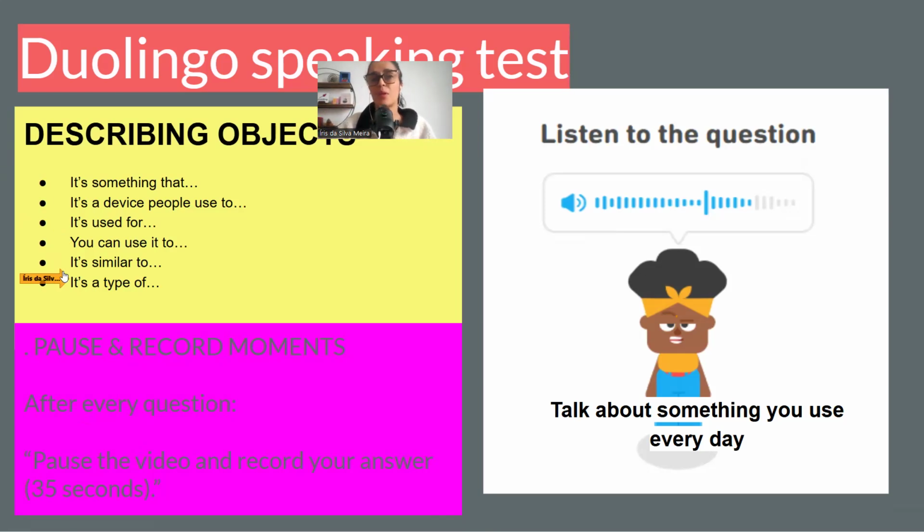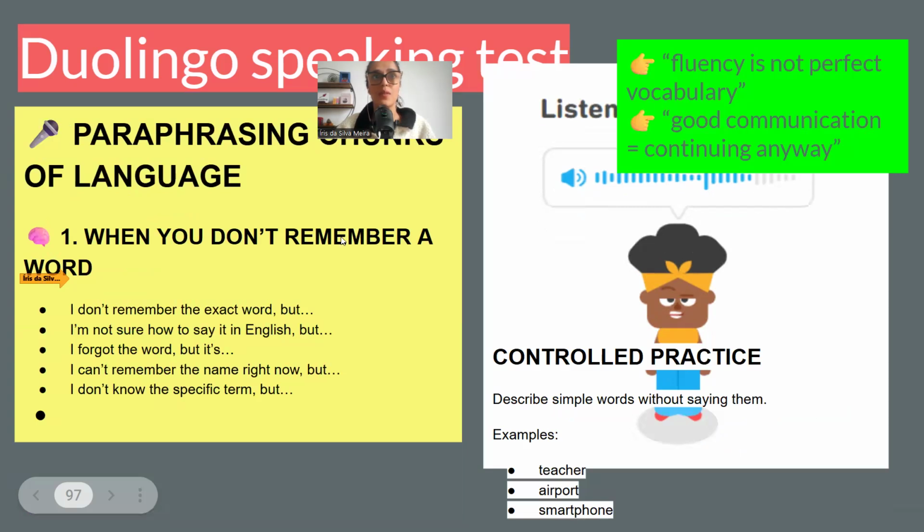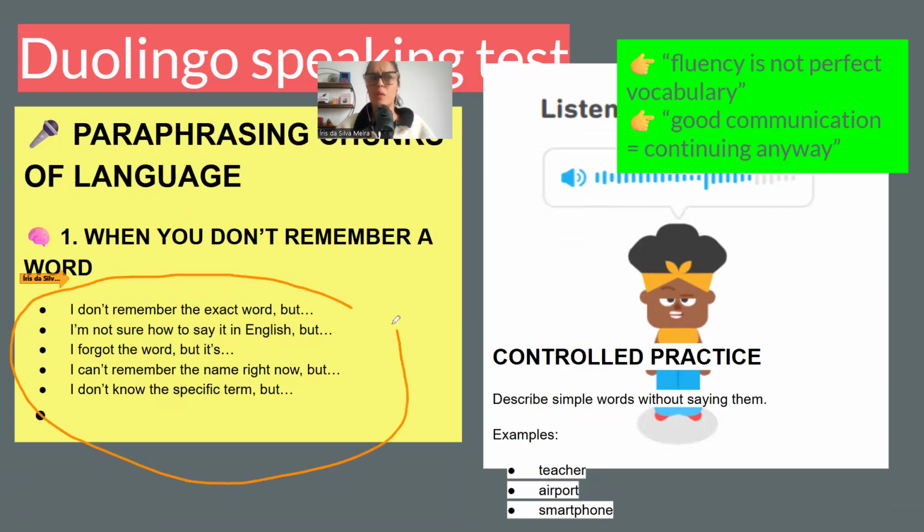Oh, I do remember the name of the object. So you mention the object and describe it this way. Or in case you don't remember the name of the object, but you want to talk about it either way, you are going to be using those chunks of language that we have seen before. I don't remember the exact word, but I forgot the word, but it's X, Y, and Z, right?